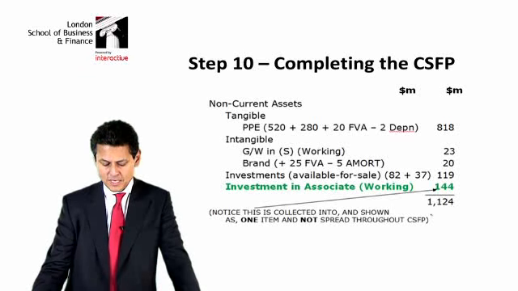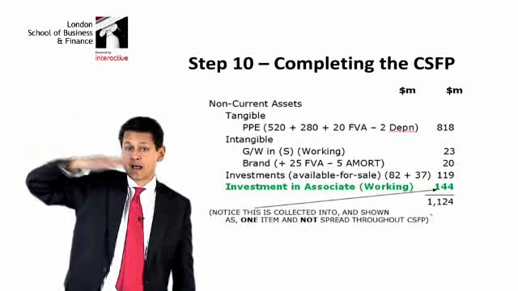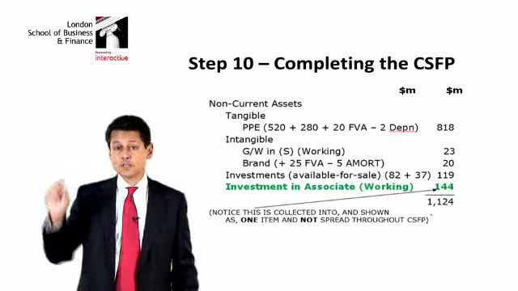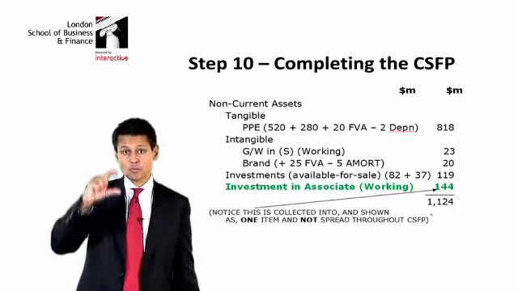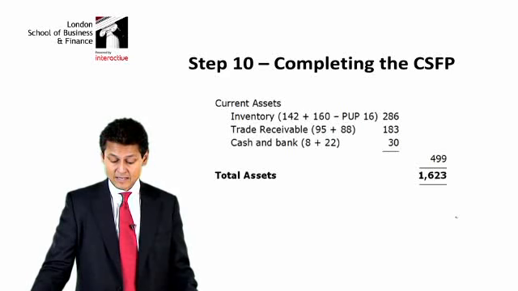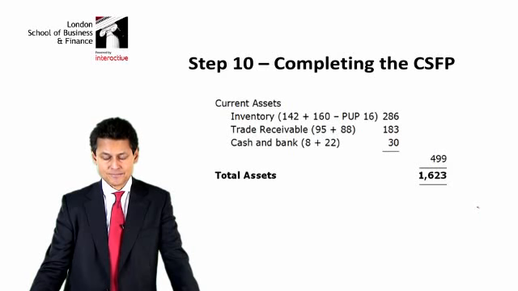And then the investment in associate, this is collected into and shown as one item, and not spread throughout the CSFP. So unlike a subsidiary, where you bring in the property, plant and equipment and the current assets, etc., with the associate, you don't spread it all over. You do a special working, and it comes through as just the one item. The current assets, similarly, the inventory, the trade receivables and cash and bank, nothing to it. Remember, the associate is left out.